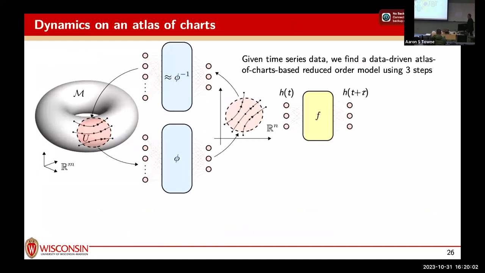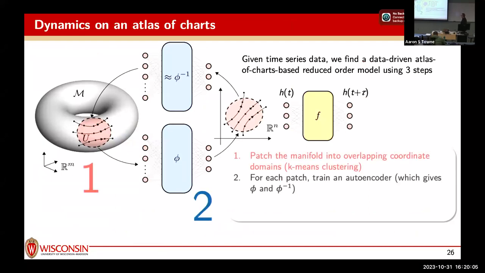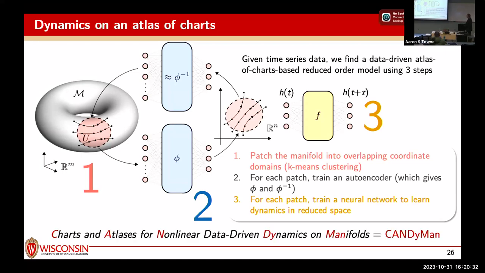And so we came up with a method for doing this where we divide the manifold, or divide the data, up into overlapping coordinate domains. We did this with a simple clustering algorithm. You can imagine much more sophisticated ways of doing that. And then in each patch, you do this dimension reduction step and you do this dynamical modeling step. And then you make sure that the patches overlap and then you can move smoothly between them. And we called this charts and atlases for nonlinear data-driven dynamics on manifolds, or Candyman.